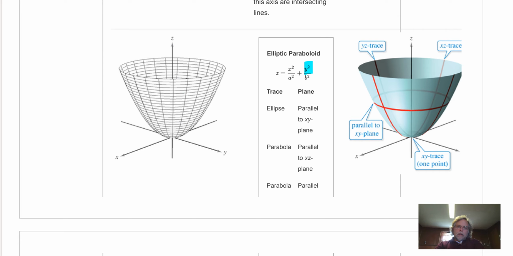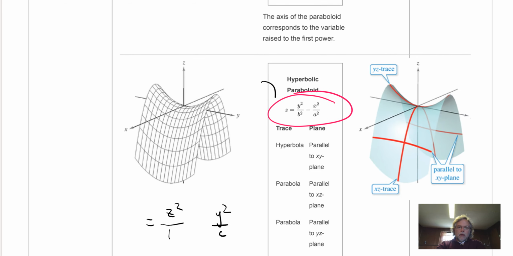The other one where the z is solved for, or some variable, doesn't have to be z, is raised to the first power only, and you solve for it, is called the elliptic paraboloid. So ours is, though, a hyperbolic paraboloid.